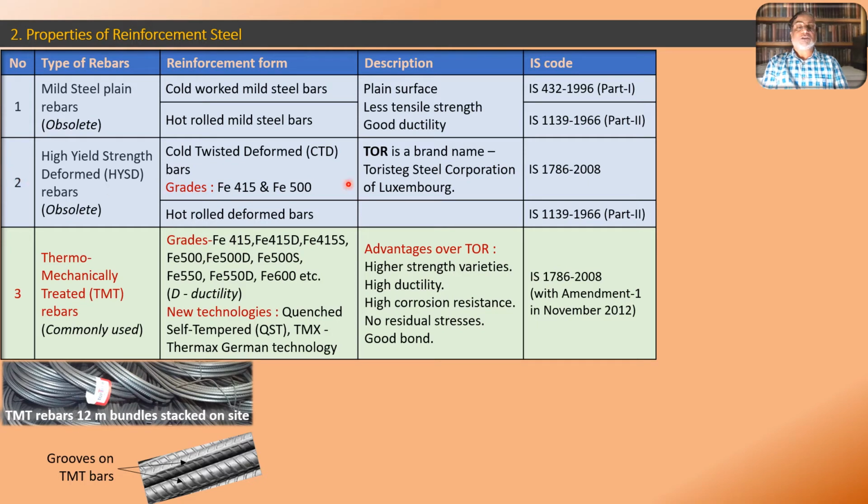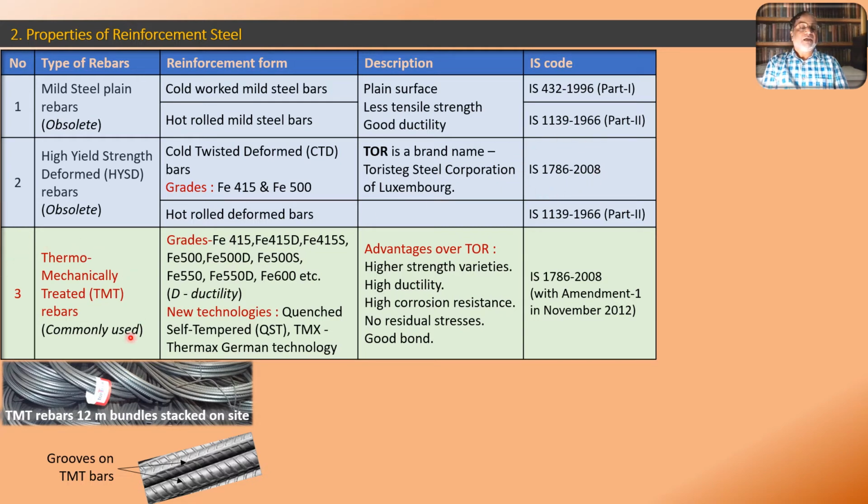So Tor steel is a brand name. That is the Tor Isteg Steel Corporation of Luxembourg. So this steel corporation produced these bars and popularized these bars to a great measure and magnitude. So these bars were called Tor bars. They are actually CTD bars. IS 1786 2008 gives the details of these bars.